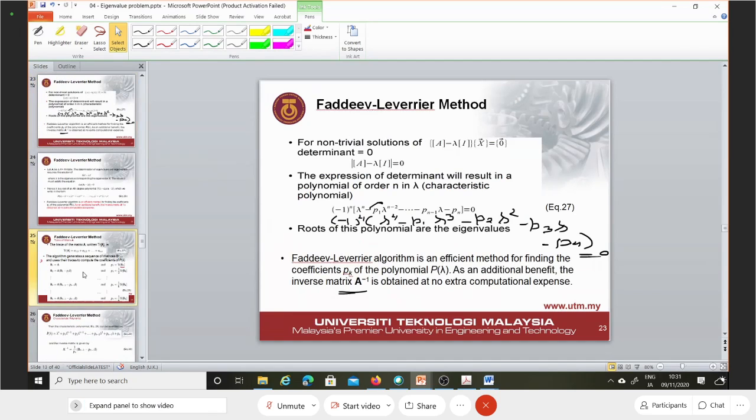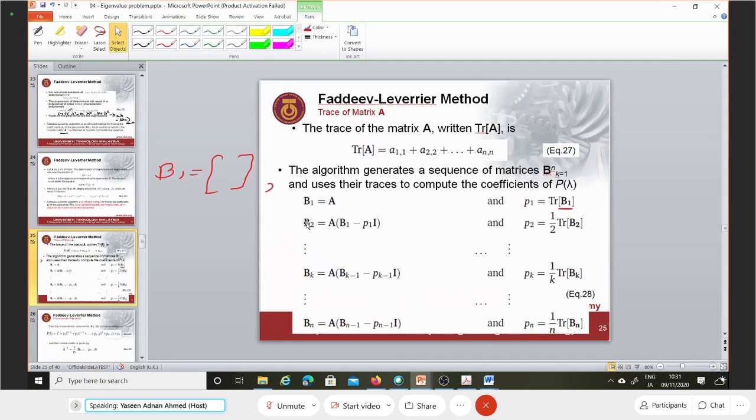Okay, so if you already got P1, you go to the next step. Your P1 will be trace of B1, and trace of B1 is actually trace of A. Trace of A means you have to add the diagonal elements of the A matrix, that is 35: 10 plus 10 plus 10 plus 5.